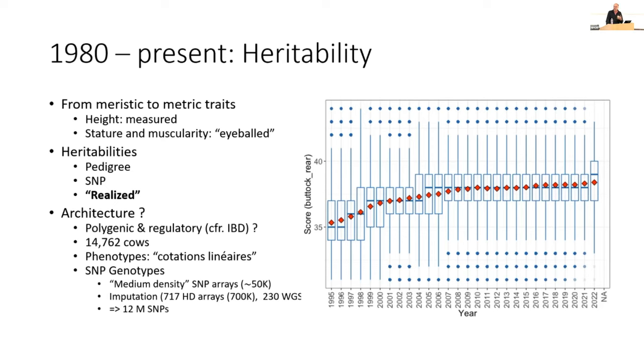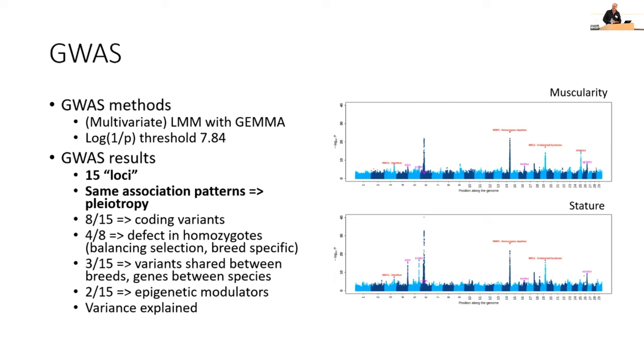But so the question is, of course, what is the architecture of this residual heritability? And the data that I will show you has been obtained by having phenotypes for approximately 15,000 animals. That includes these eyeballed phenotypes, and all these animals are genotyped and imputed. We have genotypes at around 12 million positions. And of course, to go after the architecture, Tom and his crew first did a GWAS using very standard methods. So he used GEMMA either in a univariate or in a multivariate way.